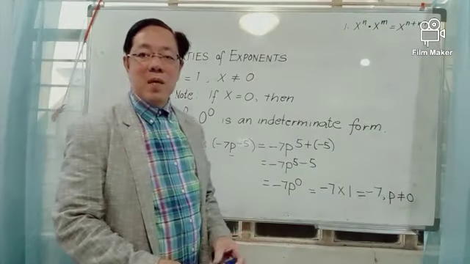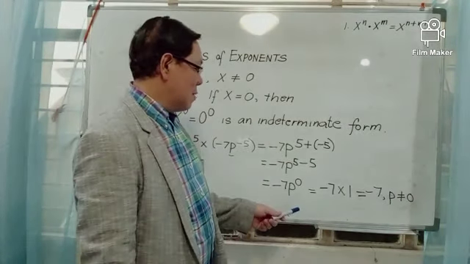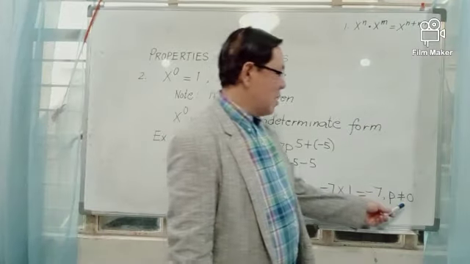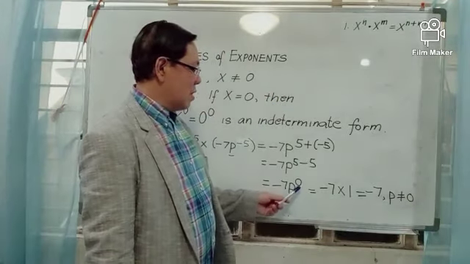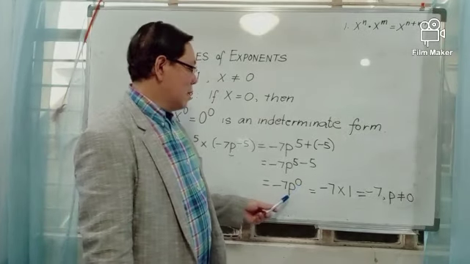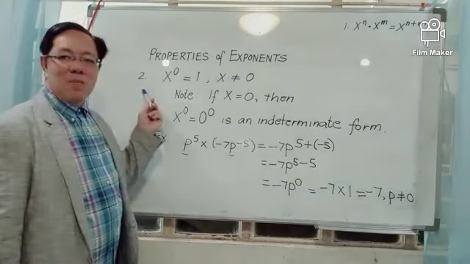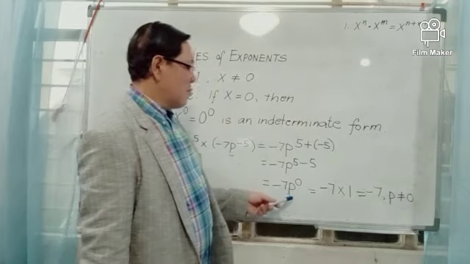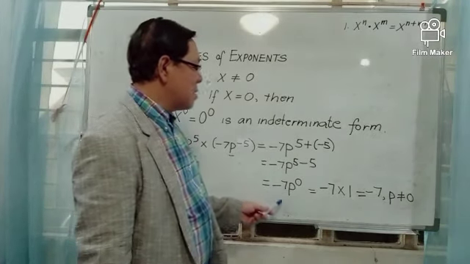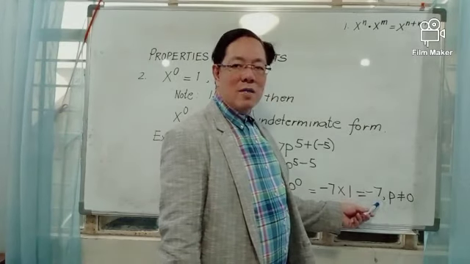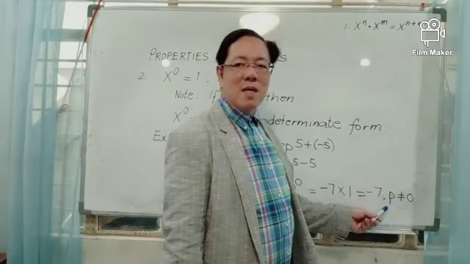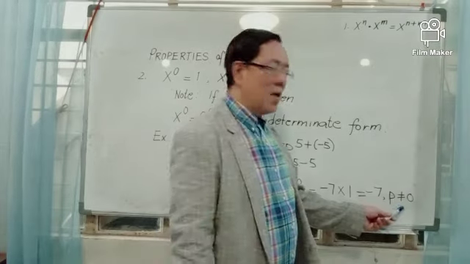We do not know the base p, so we write p is not equal to 0, so that p to the power 0 is 1 by the second property of exponent, and we multiply 1 by negative 7 and we get negative 7 as the answer, provided that p is not equal to 0.